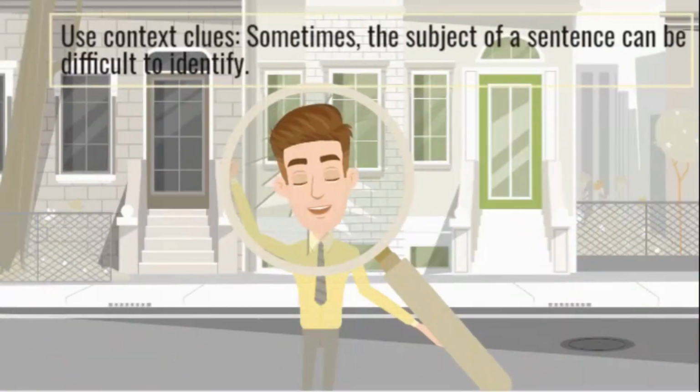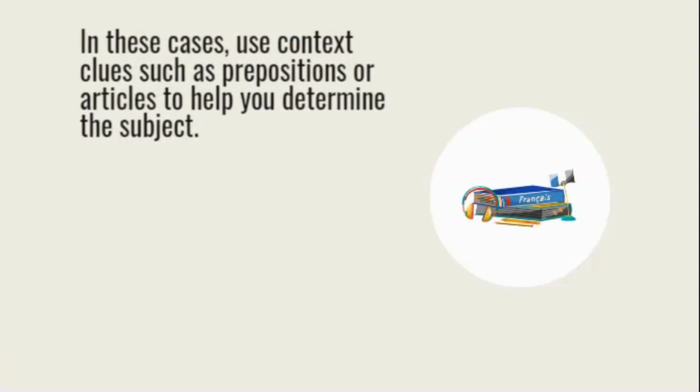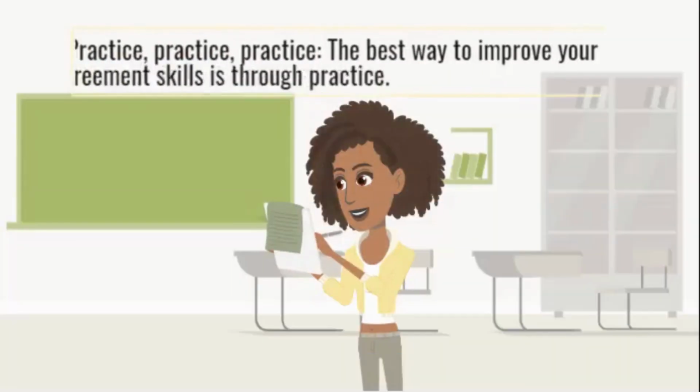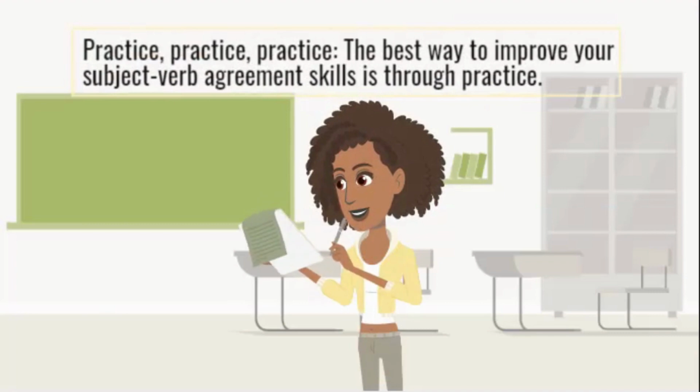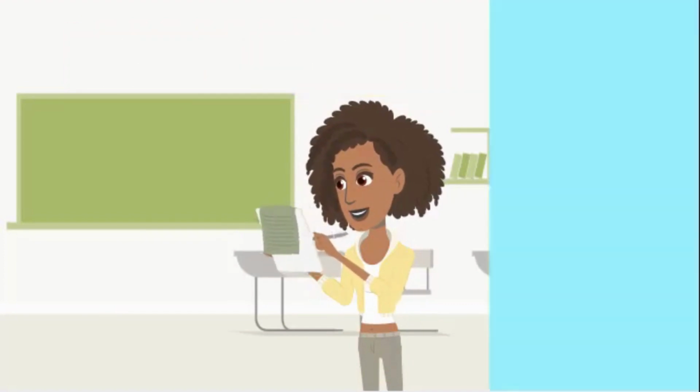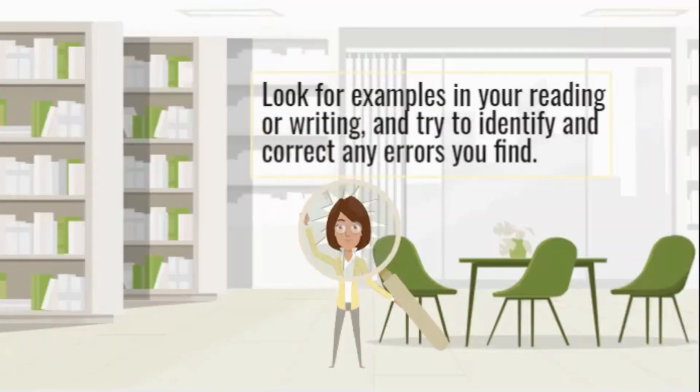Use context clues. Sometimes, the subject of a sentence can be difficult to identify. In these cases, use context clues such as prepositions or articles to help you determine the subject. Practice, practice, practice. The best way to improve your subject-verb agreement skills is through practice. Look for examples in your reading or writing, and try to identify and correct any errors you find.